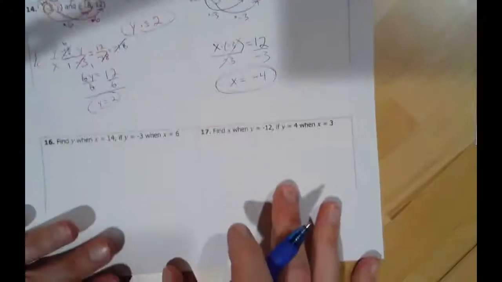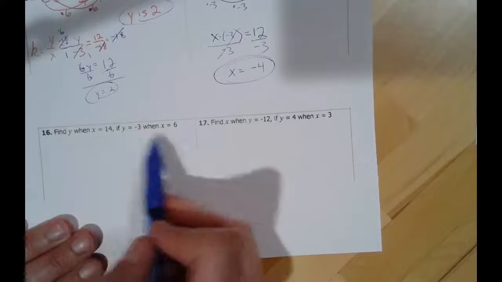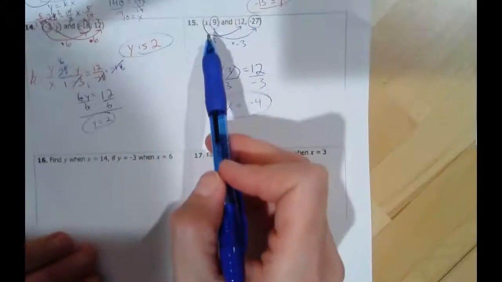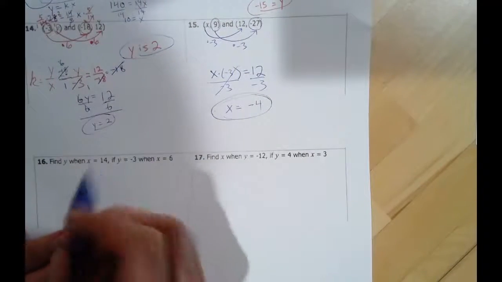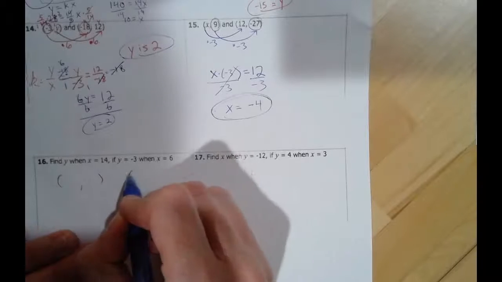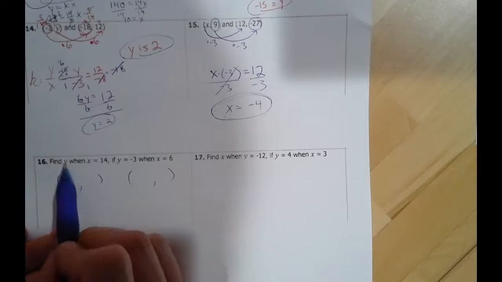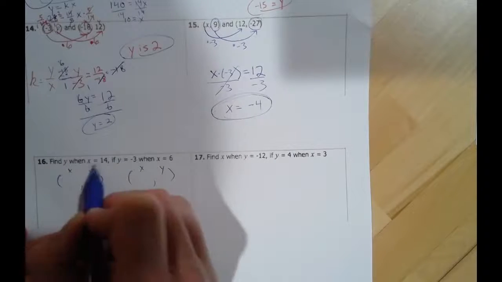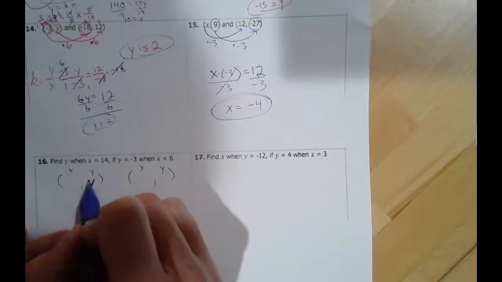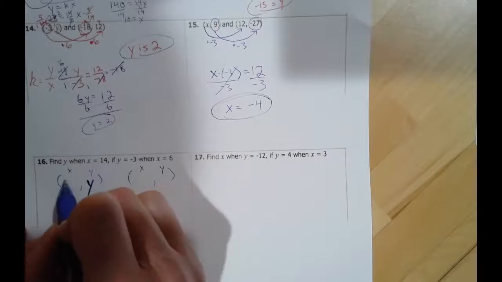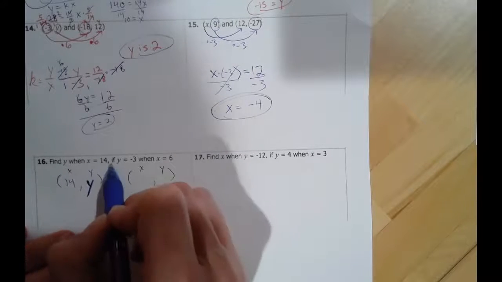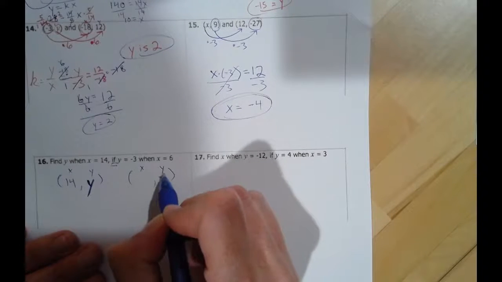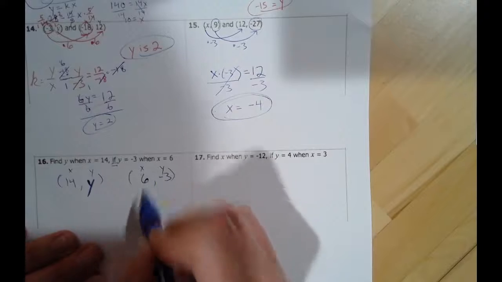Two more. These ones are a little bit funky. I really like it when two ordered pairs are written next to each other, so I'm going to do some translating here. I'm going to turn this into two ordered pairs. Find y, so it's always x, y, x, y. Find y, okay, that's what I'm finding. I don't know what it is yet. When x is 14, okay? If y is negative 3 when x is 6.